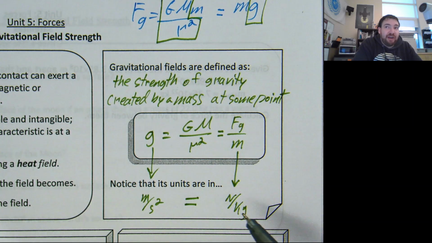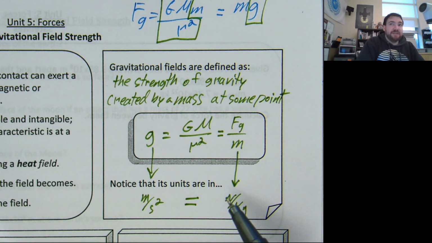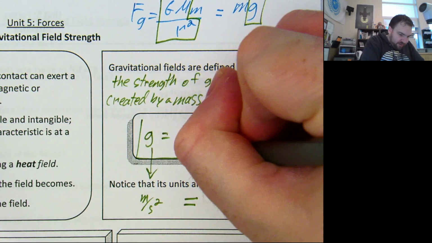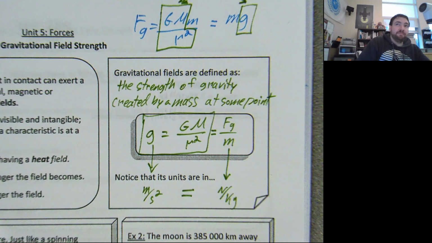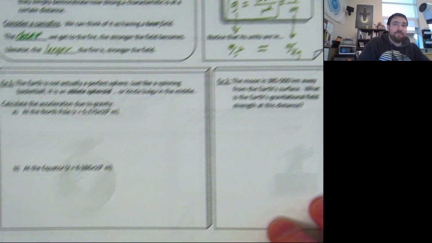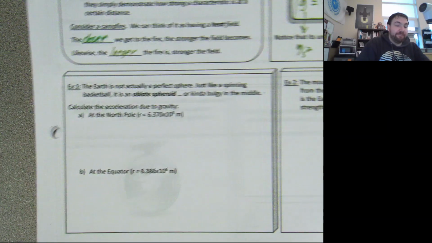So for every kilogram of mass that some other object has, it's going to experience a newton of force, is what this means. So this here is what we call gravitational field strength. So I'll do a couple examples of what I mean here.